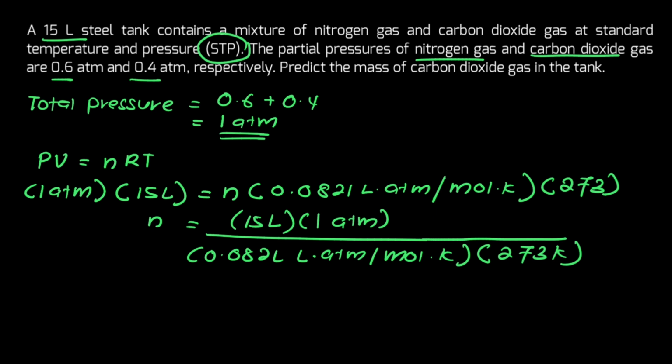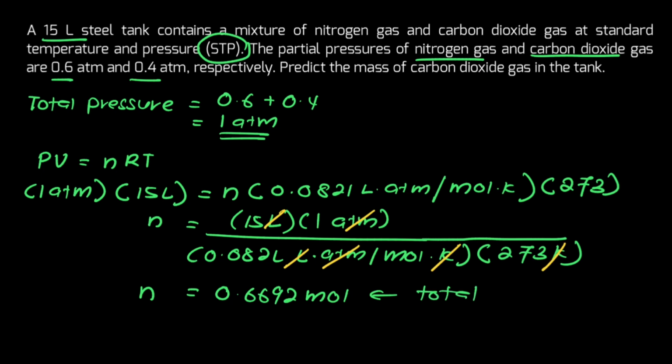Like always, we need to cancel all the units that we can first. So you will end up having just moles for your unit. So your n is equivalent to 0.6692 mole. This is the total number of moles.